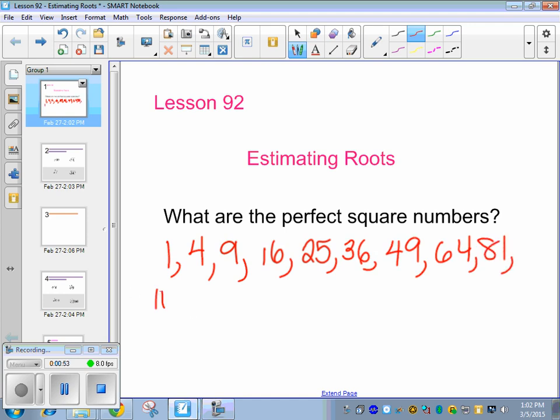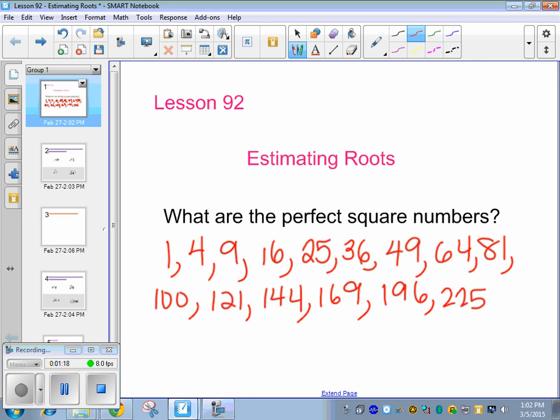And then 10 times 10, 100. 121. 144. We know 12 times 12. Anybody know 13 times 13? 169. Anybody know 14 times 14? 196. And then 15 times 15 is 225. We probably won't even go that high, but just in case we need them, we'll put them up here, okay? So those are the perfect square numbers.